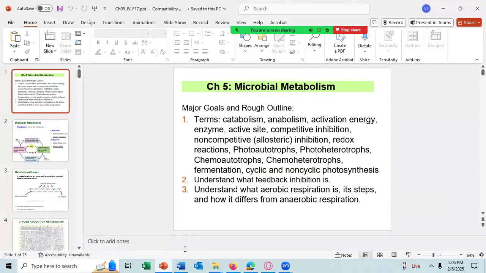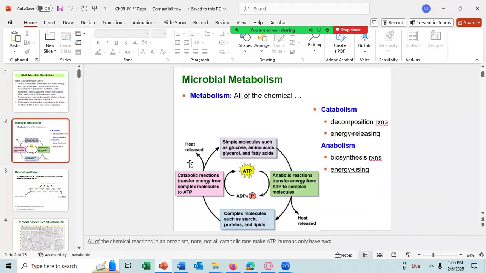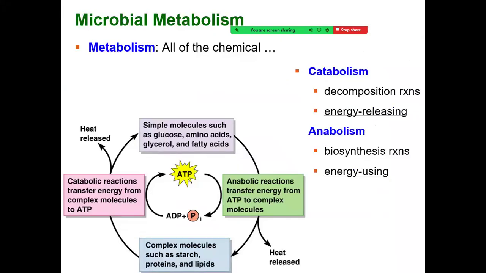The second thing is understand what feedback inhibition is. And then the third and last thing, understand what aerobic respiration is, its steps, and how it differs from anaerobic respiration. Any questions about any of that? Let me blow this slide up.